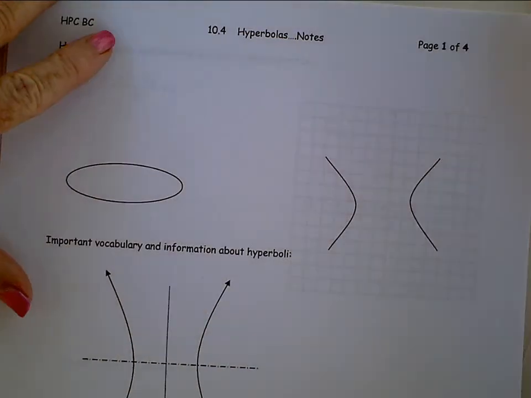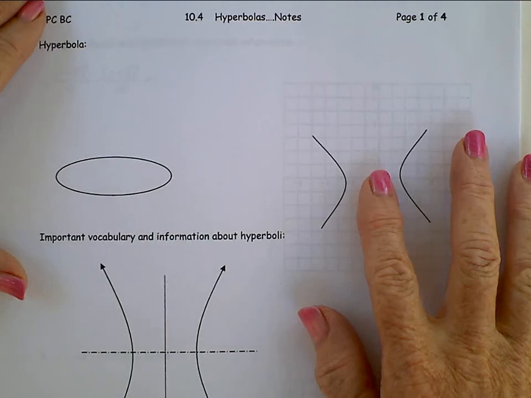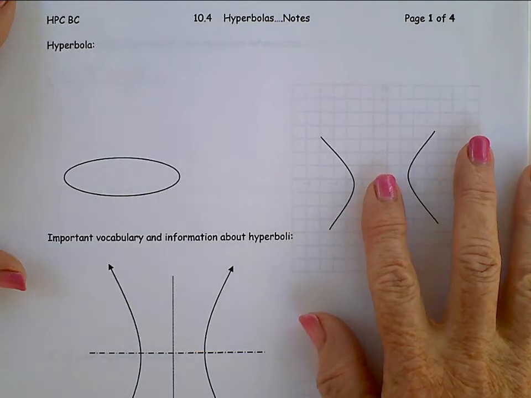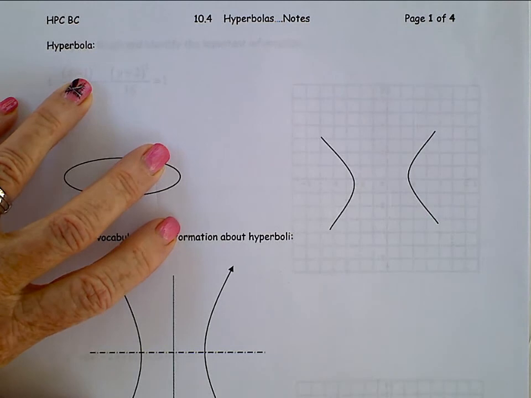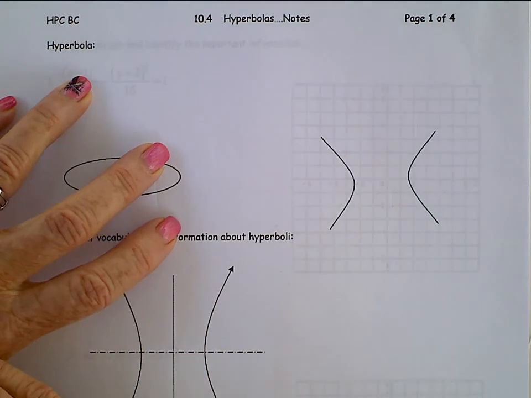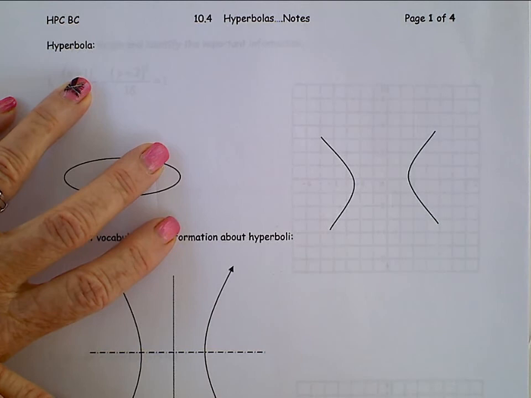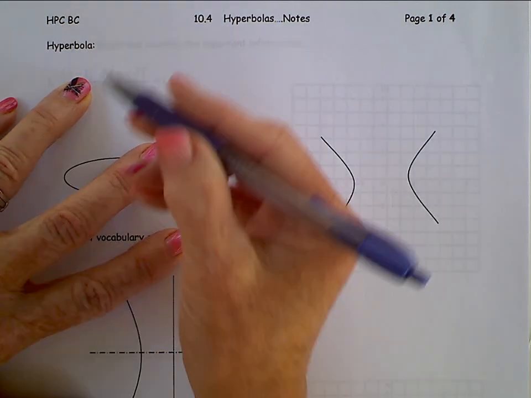Honors Pre-Calculus, section 10.4, hyperbolas. A hyperbola is very similar to an ellipse, but instead of the sum of the distances being constant, it's the difference of the distances that is constant.